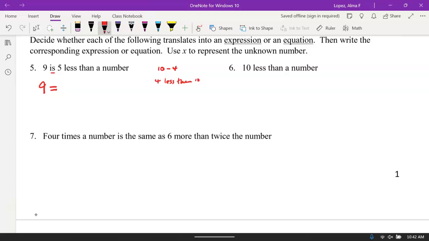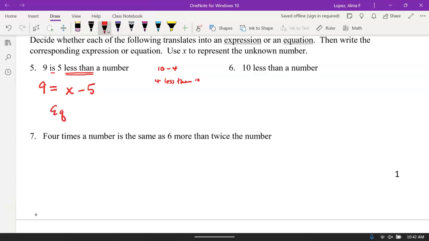So same thing here. I don't know what it is about the words more than and less than. They're almost always written the opposite of how they're stated. So if you're going to do 5 less than something, you're going to subtract 5 from something. From what? A number.